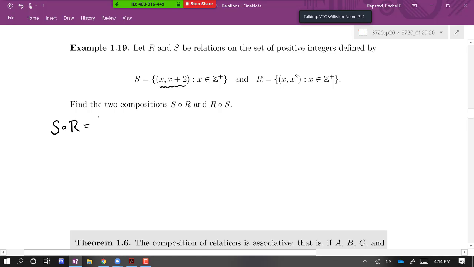So S composed with R. The first thing we're going to do is use the R relation. I'm going to take an element x, and the first thing I'm going to do is square it. And then what do we do after that, if I apply the S relation? You add 2. Yeah, we just add 2. So this is going to relate x to x squared plus 2.